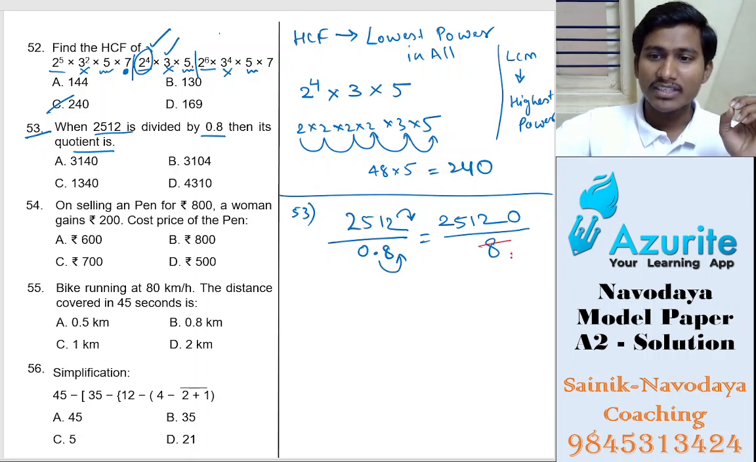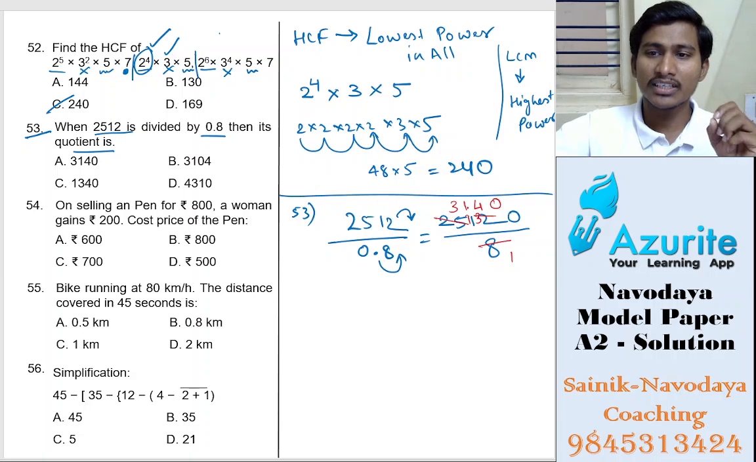So what will be the answer? 8 3s are 24. How much will be remaining? 1 will be remaining. 8 1s are 8. Now 11 is there. 3 will be remaining. 32. 8 4s are 32. 0 as it is. Right? So the answer will be 3140. So which option? 3140 is option A here. Okay, so that is how you have to do it.